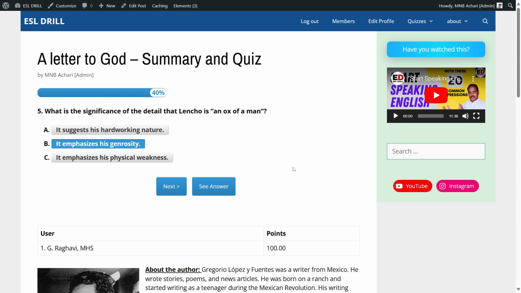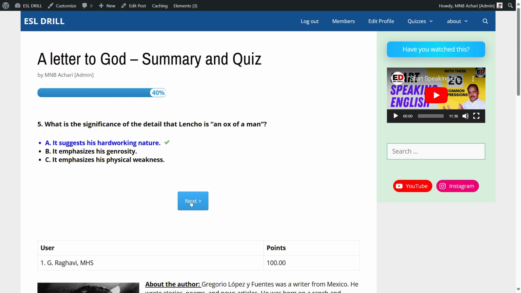It emphasizes his generosity. Don't worry, there is a spelling mistake. I'll correct that anyway. And it emphasizes his physical weakness. Which one do you think is correct? Yeah, you're right. It suggests his hardworking nature. Now he works like an animal, like an ox. That's right. Let's move further.